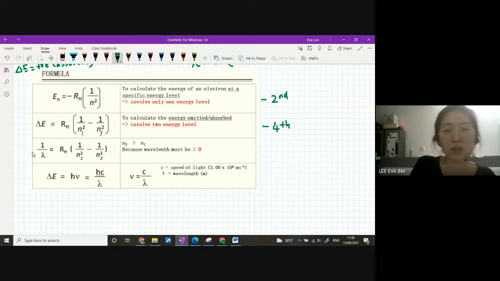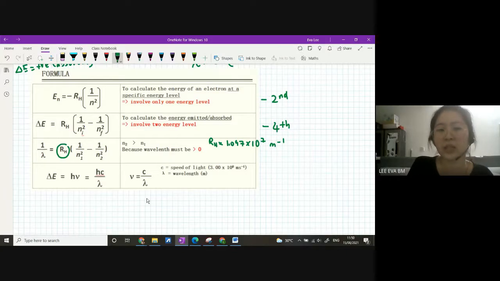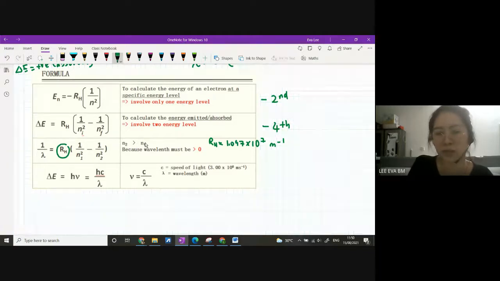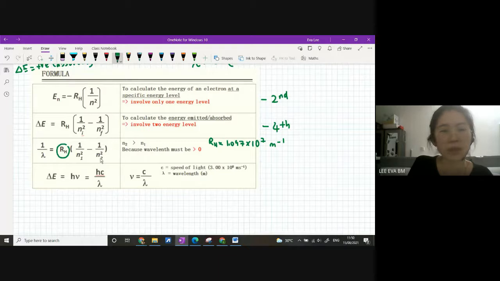Okay, so for your third formula, 1 over lambda, in this case, this Rydberg constant is different. So dekat sini bolehlah catat dalam awak punya nota sendiri. Rydberg constant yang kita guna untuk 1 over lambda is 1.097 times 10 to the power of 7 per meter. Okay, so in this case, very important that you take notes. N2 must always greater than N1. Doesn't matter going up or going down. Okay, because wavelength must be always greater than 0.